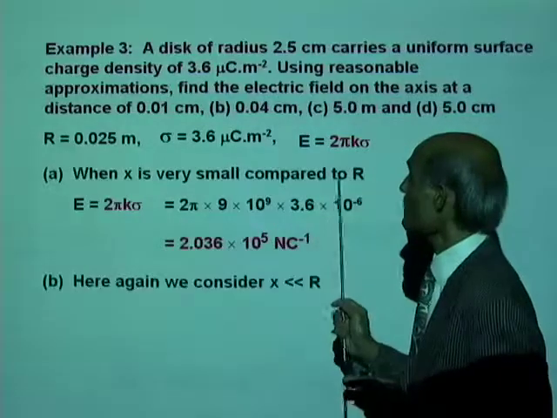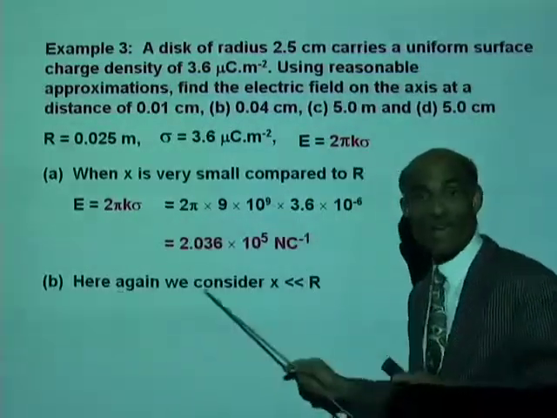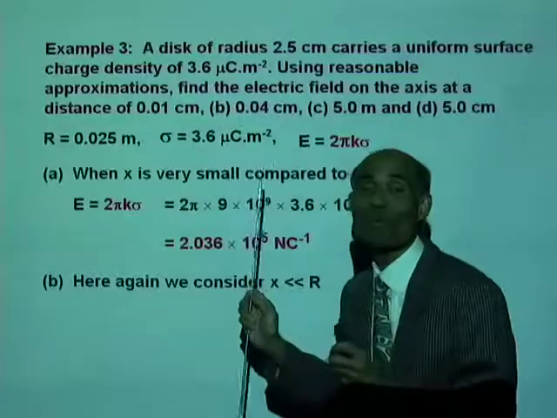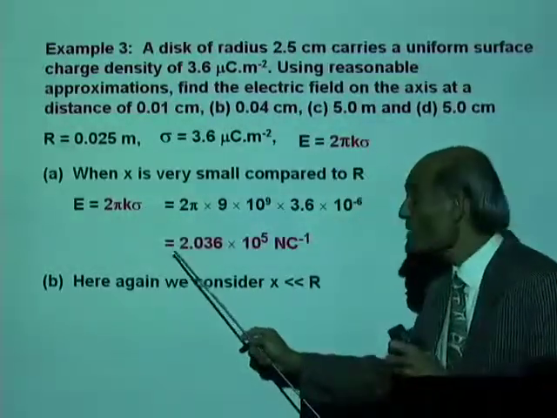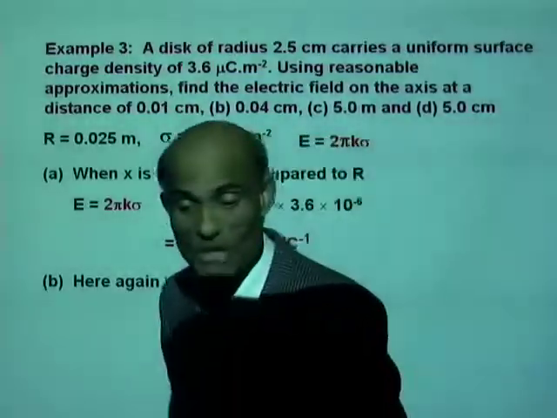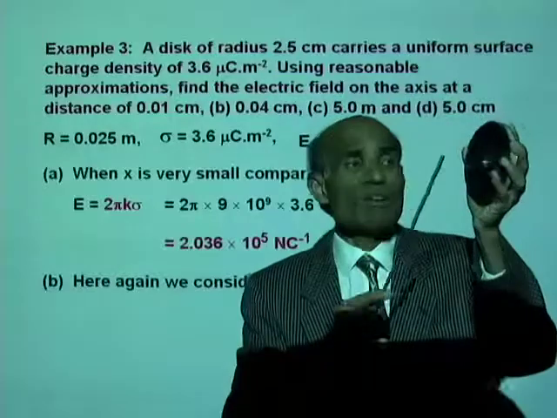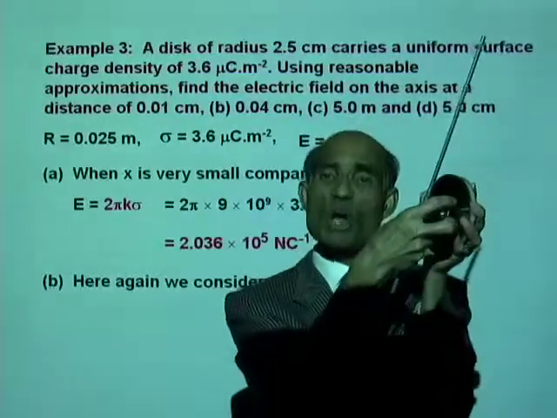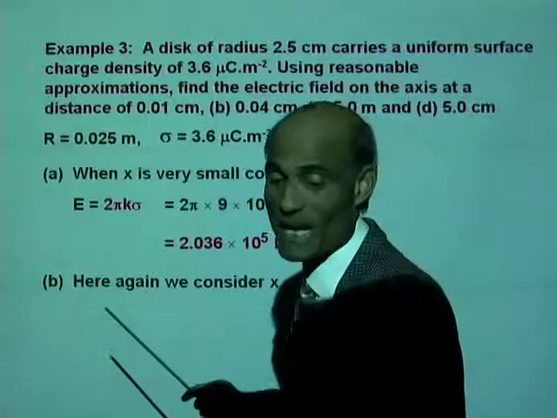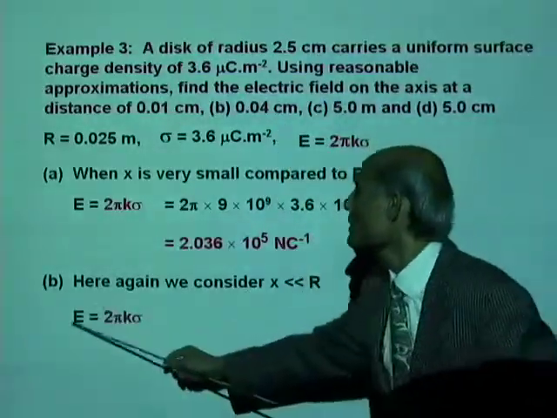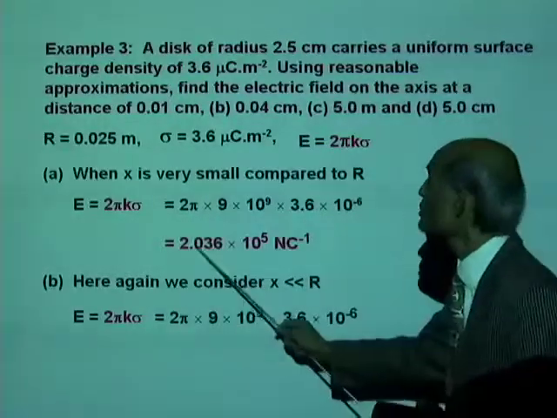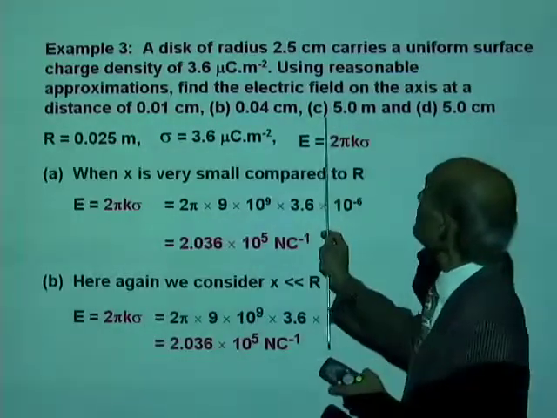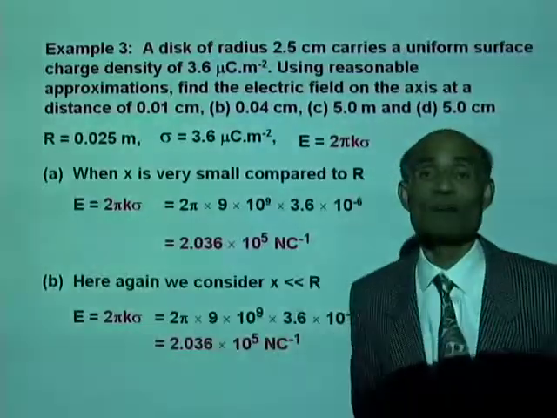Tell me, how about B? What approximation will we use? Here again, compared with R, x is very small. Therefore, we can use the near point approximation, the same formula, which means the value will remain the same. If the disk is very large, at points which are sufficiently close, the electric field will be all the same. So at this point also, E equal to 2 pi k sigma, which is the same as 2.036 times 10 to the 5.